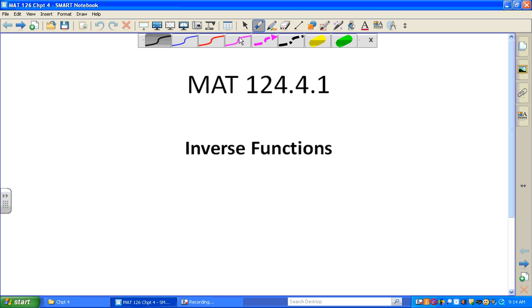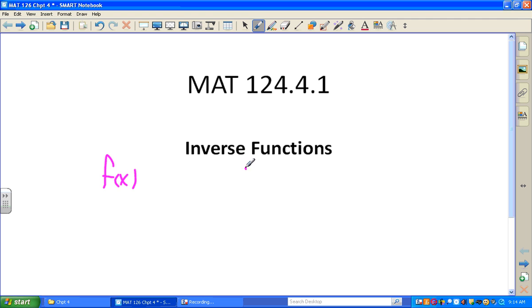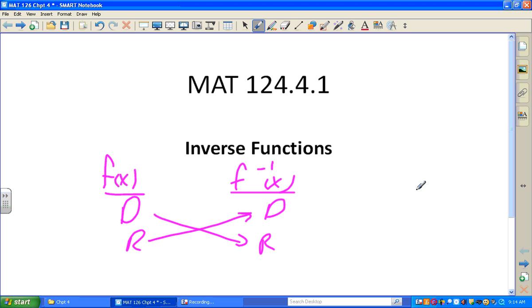Inverse functions. So tell me one thing you remember about inverse functions. The domain and the range of a function is the opposite for the inverse function. Like the domain is the range. Okay, so domain becomes the range, and the range becomes the domain. Pretty good.